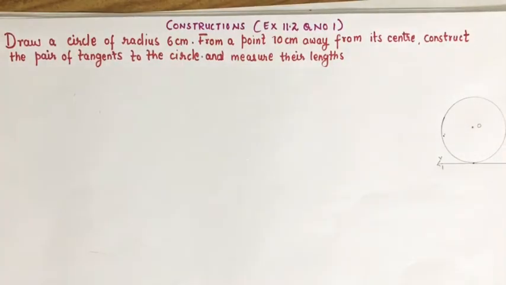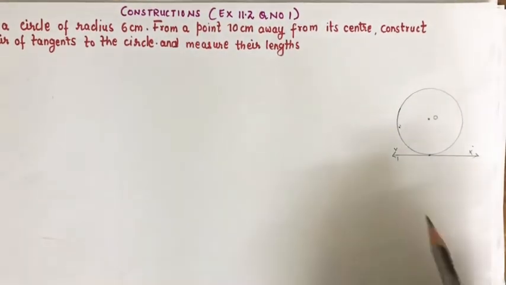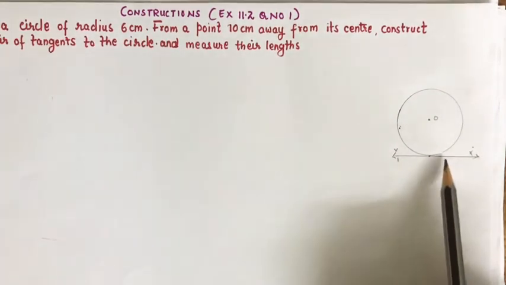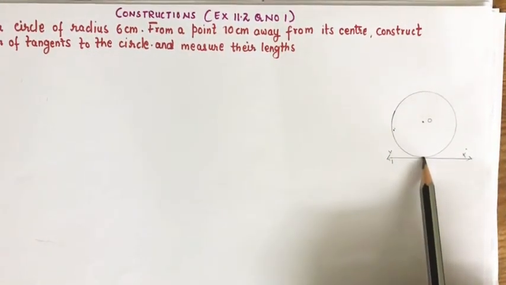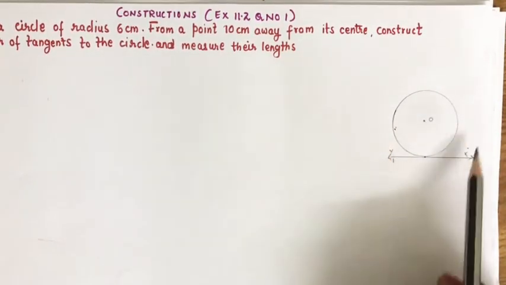So here we'll start with exercise 11.2, question number 1 of this chapter, construction. Children, before we start this exercise, I need to tell you a few important points to understand. First thing, what is a tangent? If you look at the figure, a tangent is a line that touches the circle at one point, right? It touches exactly at one point. So this line XY is a tangent to this given circle.